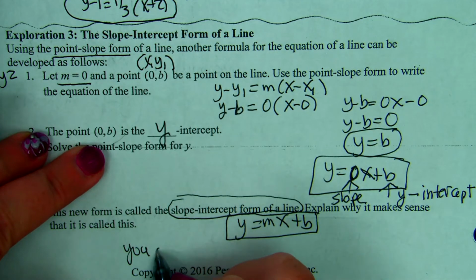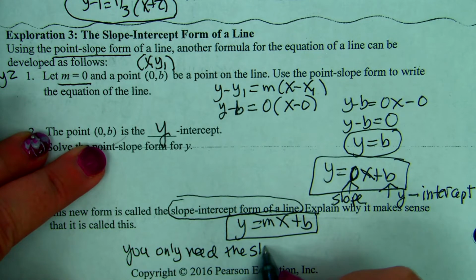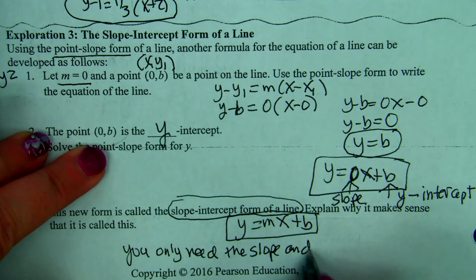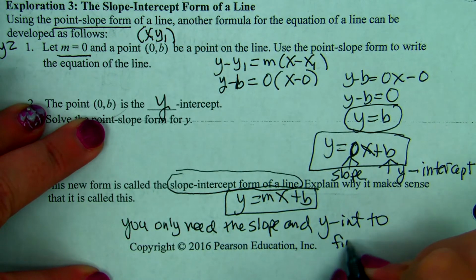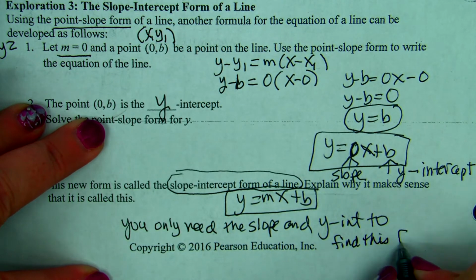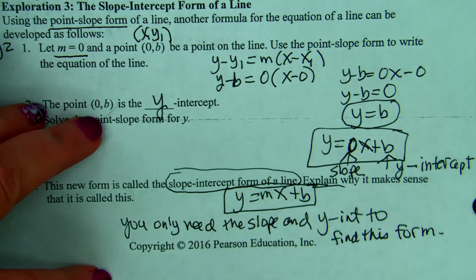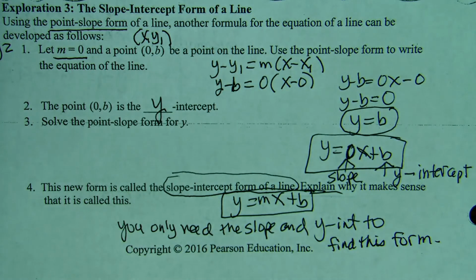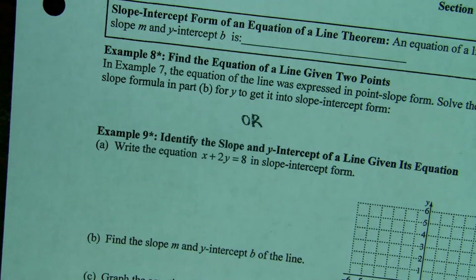You only need the slope and y-intercept to find this form. It says explain why it's called that. You only need the slope and the y-intercept. With point-slope form, you need a point and the slope. So that was continuing on page 10 from yesterday. And then I uploaded page 11 and 12. So here's page 11.